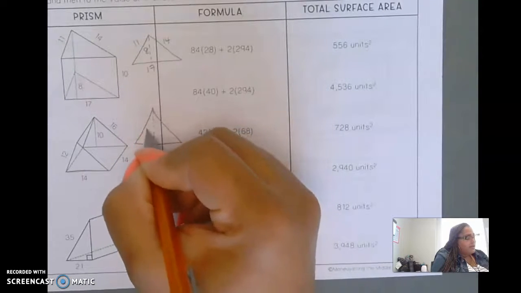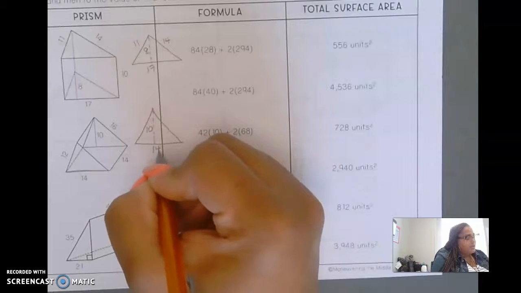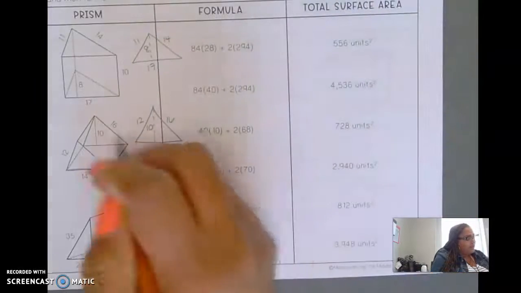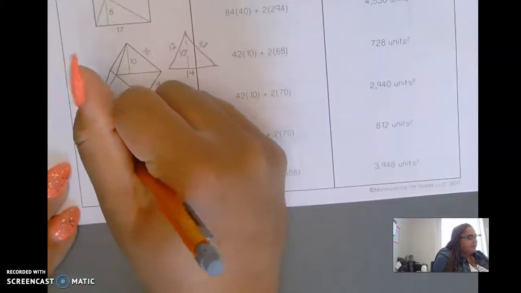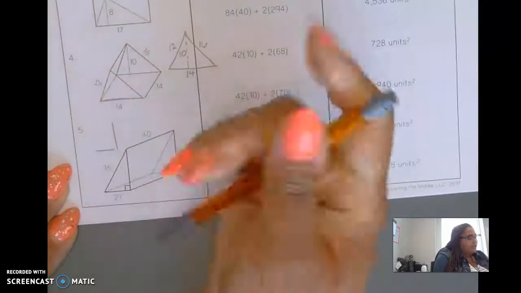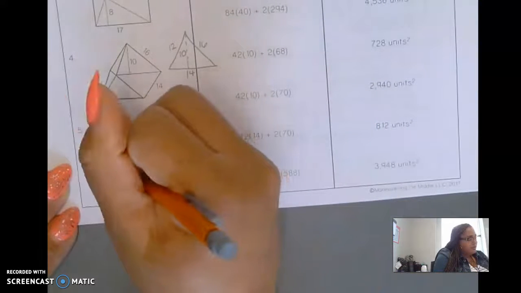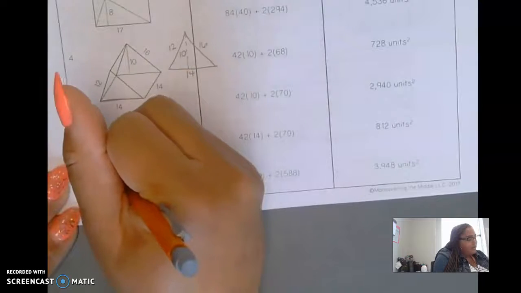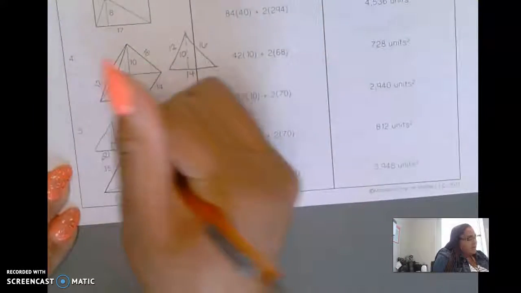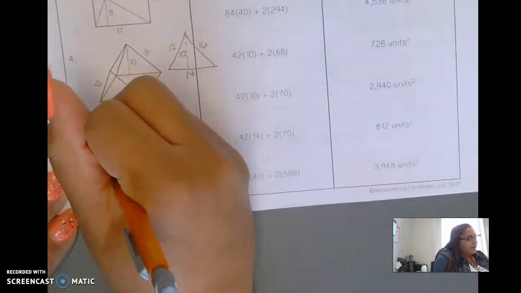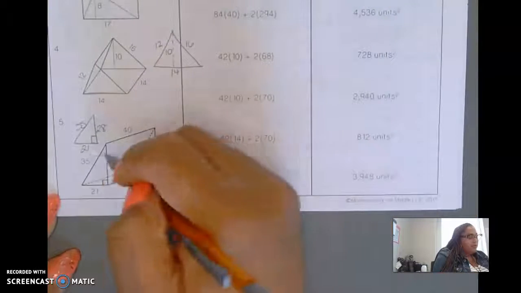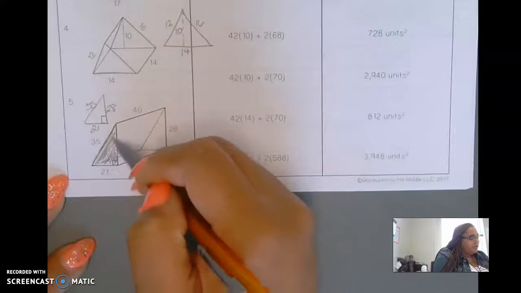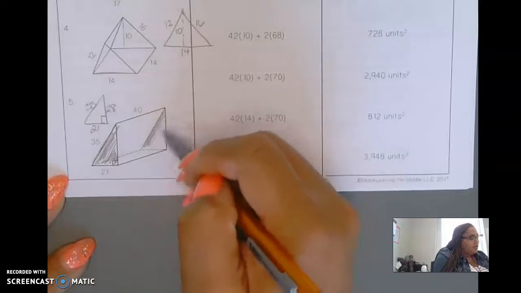The height is 10. The base is 14. The slants are 16 and 12. And then this right triangle down here, 21 by 28, and the slant is 35. All right, so now we can shade in our bases. Shade it in. Shade it in.